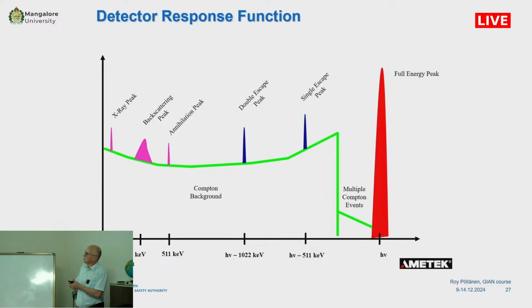So this is the simplified scheme of the detector response function. And what we are interested in here is this full energy peak. We are not very much interested in these peaks or this background here. They are disturbing our gamma ray analysis. There are single escape peaks, double escape peaks. There may be an annihilation peak, backscattering peak, X-ray peaks, etc.